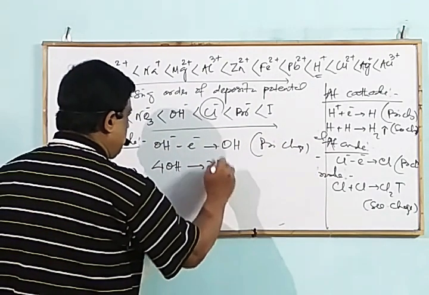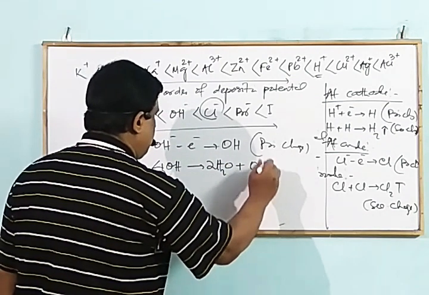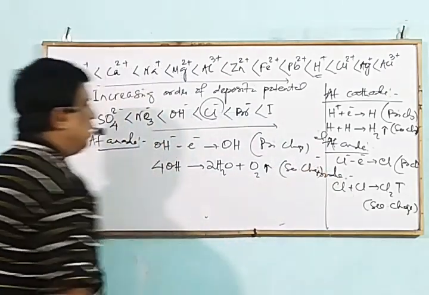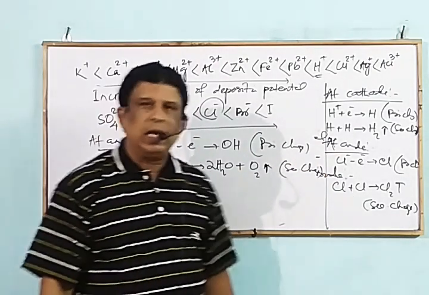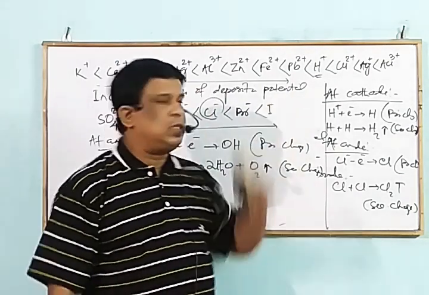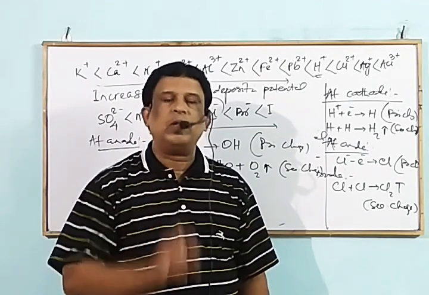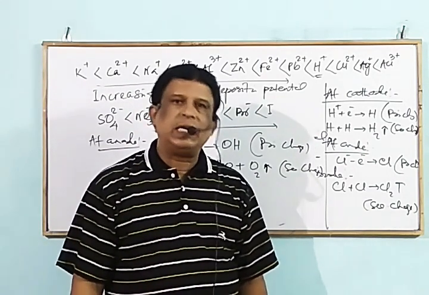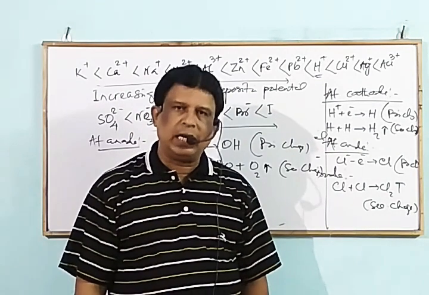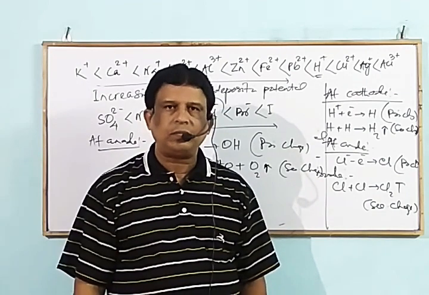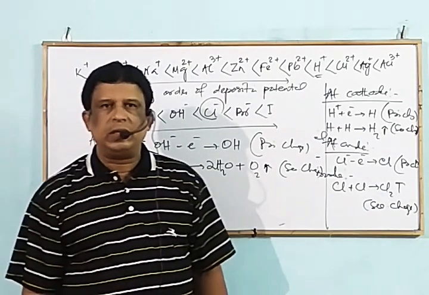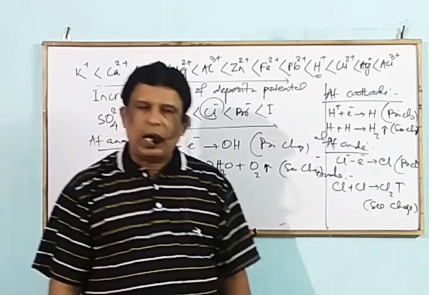4OH⁻ give rise to 2H2O plus O2, it is known as secondary change. So from this it is clear that the deposition potential of an ion not only depends upon this preferential theory, but also depends upon the concentration of the electrolyte and also the nature of the electrode, whether it is attackable or non-attackable.